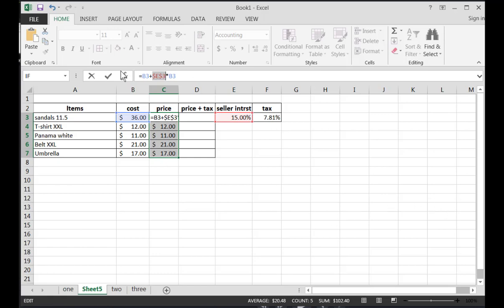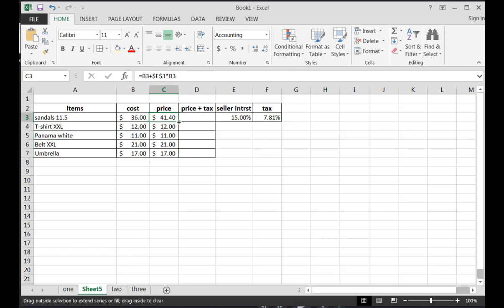In this case, when we check, we'll see 41.40 as before, and now I would like to populate this in other cells, and then you will see prices different from cost. That is correct because the address for the seller interest will never be changed to the lower addresses.